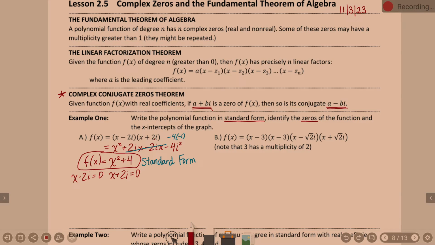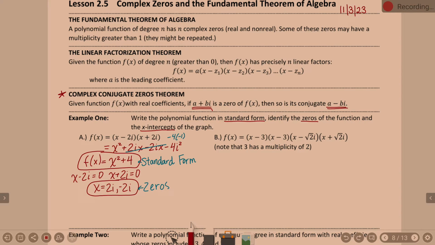Now, in this case, did it work either way, once you got your math all straight? It does. So we know that x can equal 2i or negative 2i. You can also write that as plus or minus 2i. Those are my zeros. So we've got zeros. We've got standard form. What else was I asked?